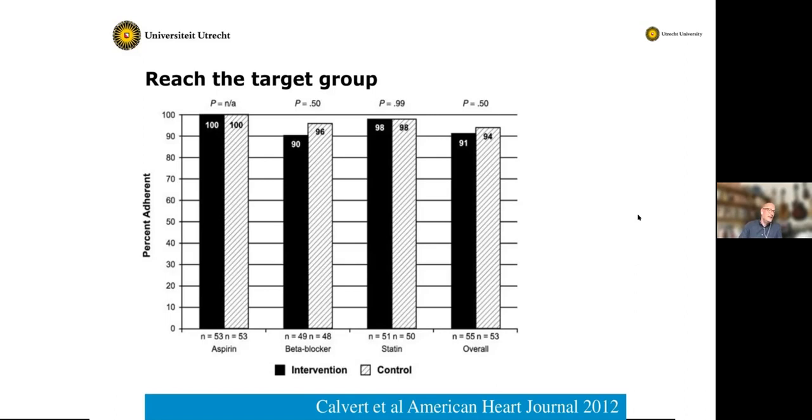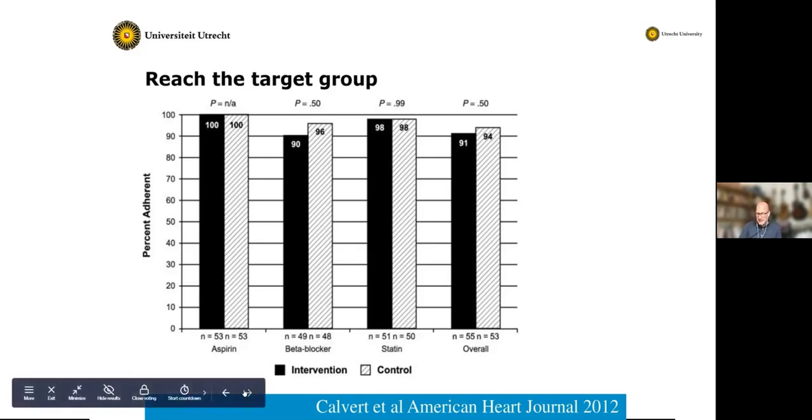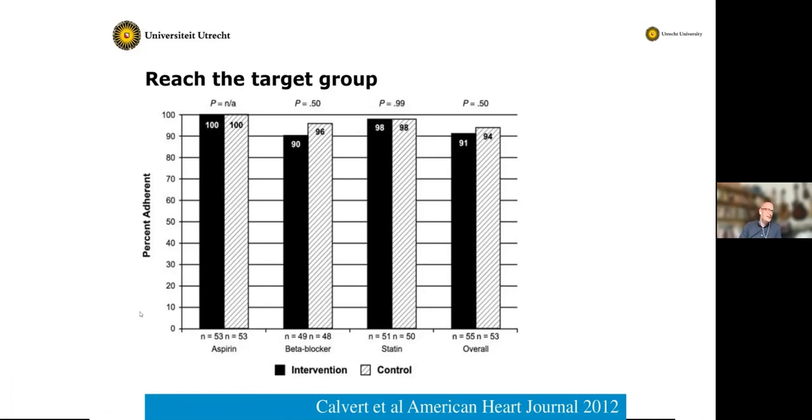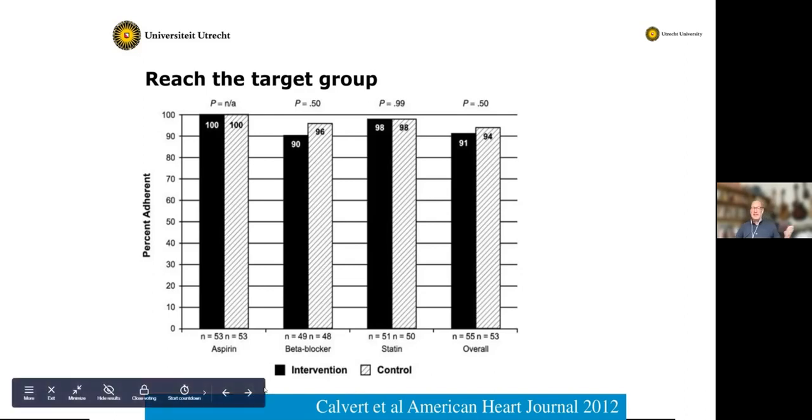This is an old study, but this is a striking example where they did a whole intervention to try and improve adherence in people on cardiovascular medication. Well, and the first thing that you see here is that there is no difference in the intervention group and the control group, but adherence is almost perfect in all groups. So also in the control group. So there is not a lot to improve. Because they did not select people who were non-adherent in the first place.